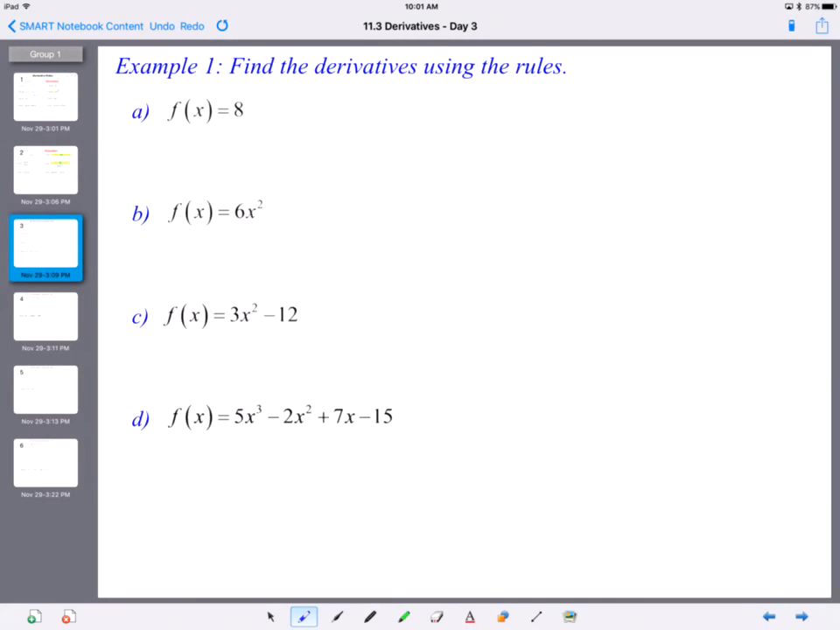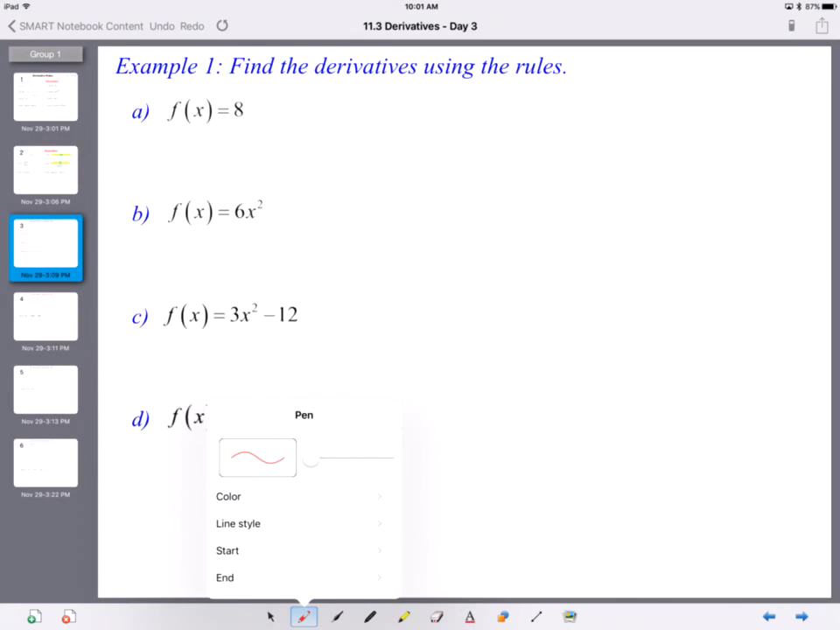Alright, let's get started. So we're going to do many problems here because these are going to go a little bit quicker than by definition, or a lot quicker than by definition. Alright, first one, f of x equals 8. Which rule are we going to use? We're going to use rule number 1. Rule number 1 is your constant.